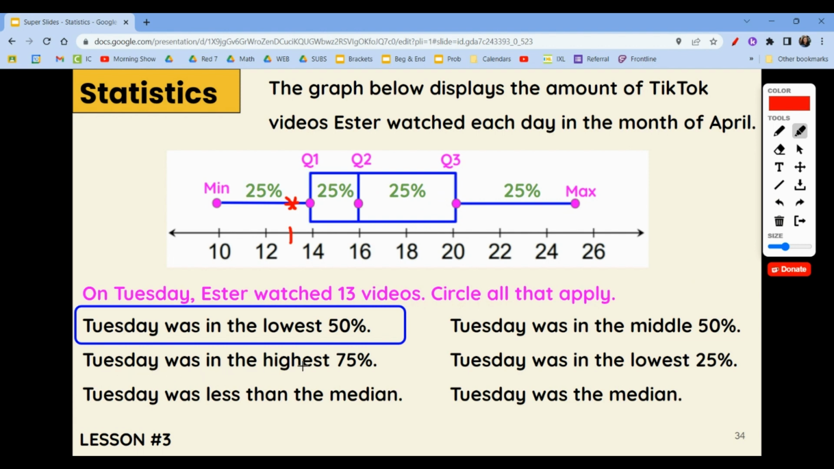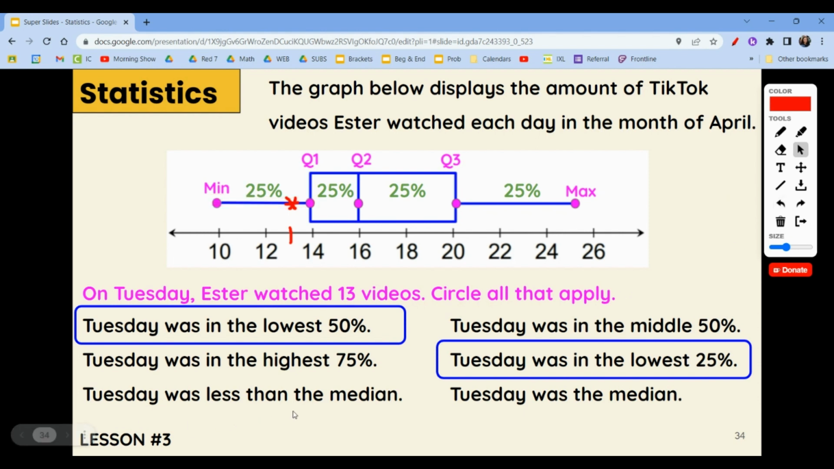Tuesday was in the highest 75%. Here's the highest 75%. Tuesday's not in there, so we're not going to circle that one. Tuesday was in the lowest 25%. Here's the lowest 25%. Tuesday is within the lowest 25%, so we're going to circle this one.